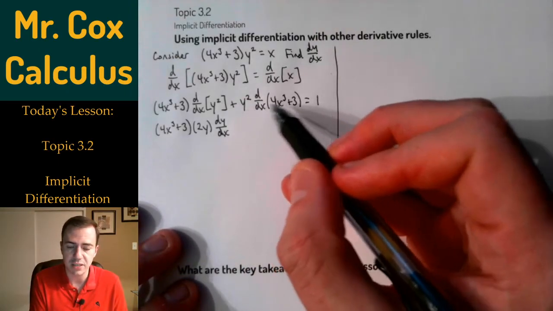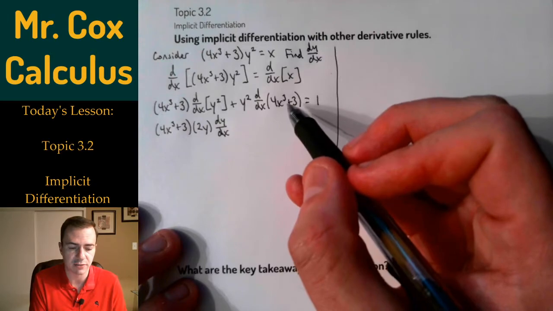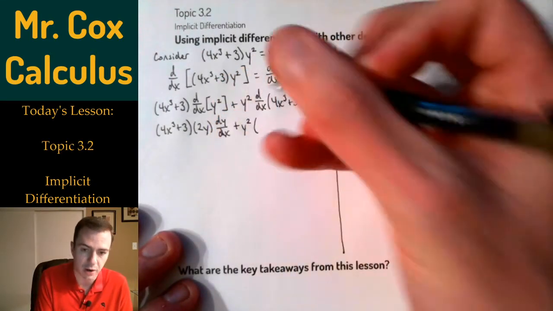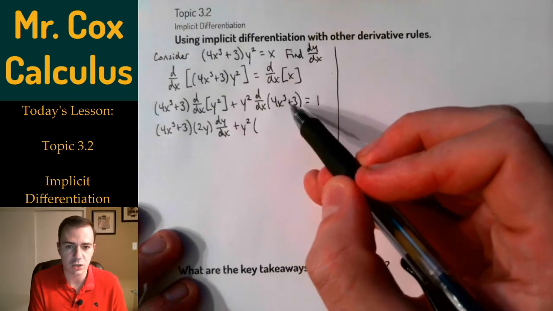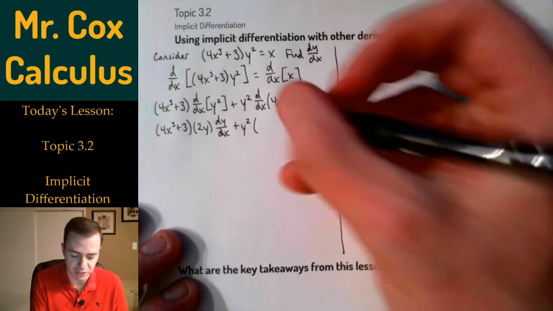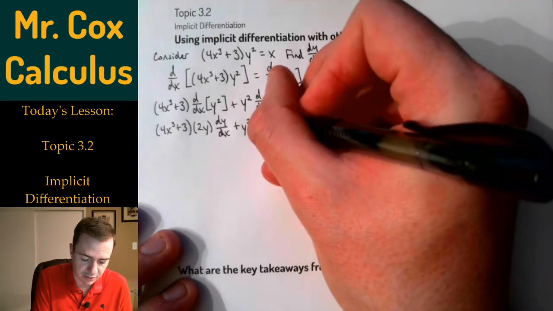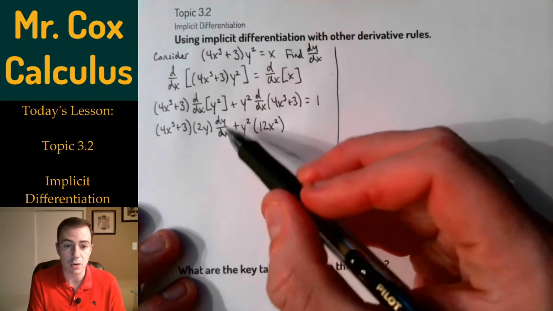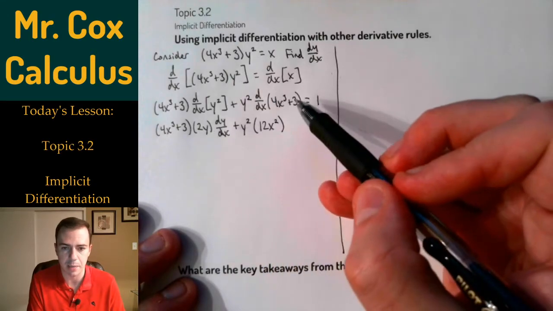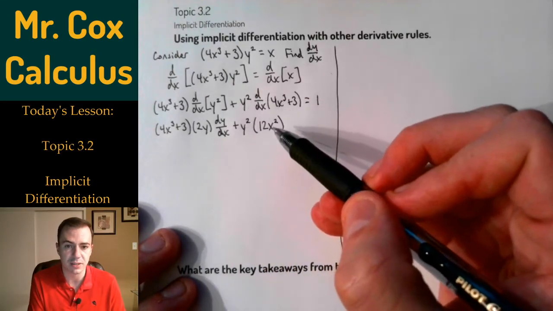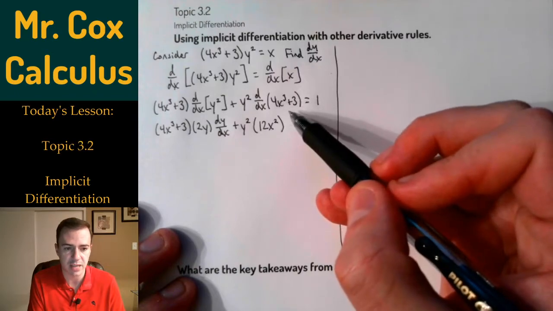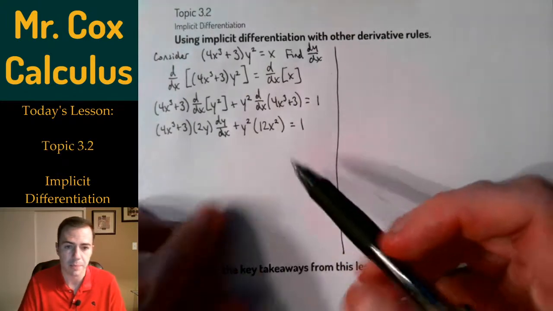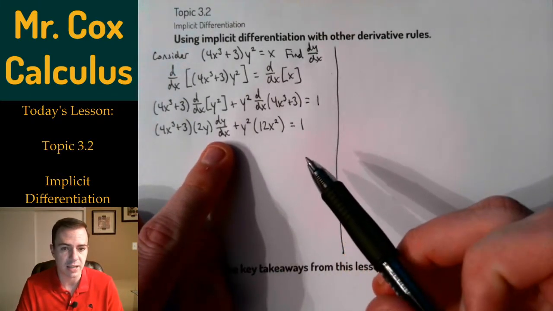Over here, I still need to take the derivative with respect to x of 4x cubed plus 3. So this is plus y squared times the derivative of 4x cubed plus 3, which is simply 12x squared. Remember, if I'm differentiating with respect to x, I don't get this implicit differentiation step. And the derivative of 3 is 0. So there's the derivative with respect to x of 4x cubed plus 3. And this equals 1. So now I just need to get dy dx by itself.